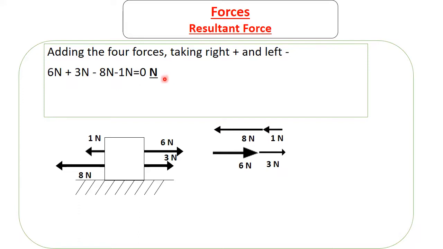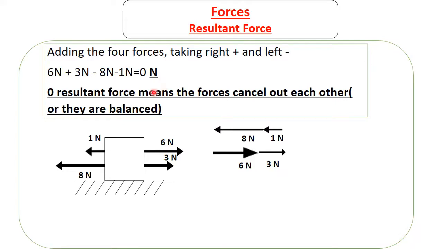One thing you should know about a resultant force being 0: it means the forces cancel each other out, or they are balanced. So when you have 0 resultant force, it means the forces are equal, they cancel out each other, or they are balanced. What that means is the object won't move, because it won't feel like there is any force outside, because the force on one side cancels with the force on the other side. So there is no force that is going to make the object move. So that's what you should know.